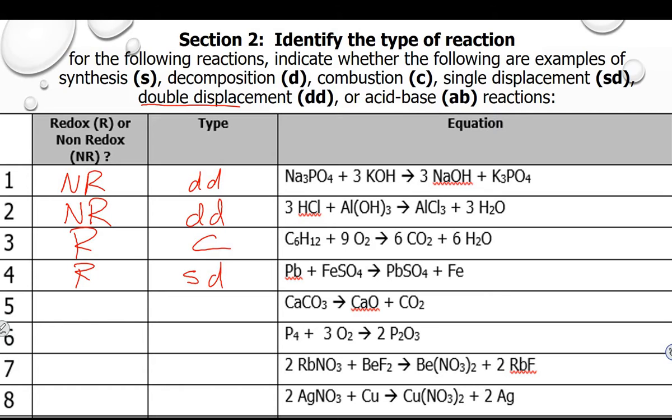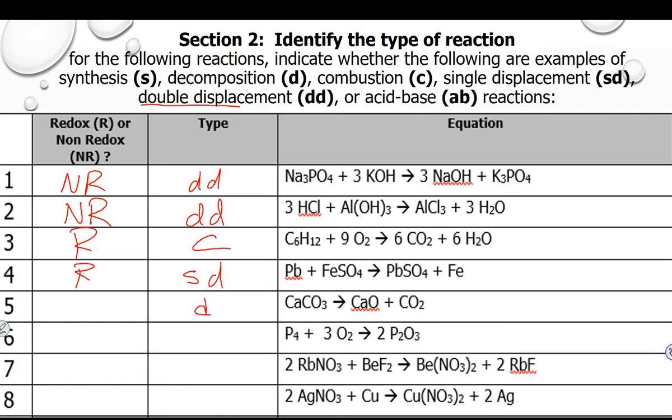Compound yielding a compound and a compound. Good. Decomposition. Falling apart. Okay. Now, this is where we got to be careful. Did the charges change side to side?